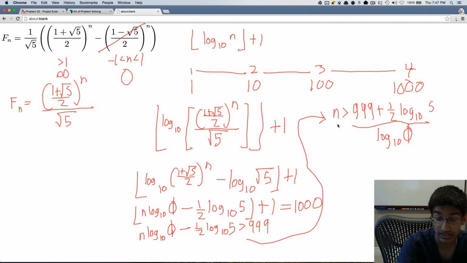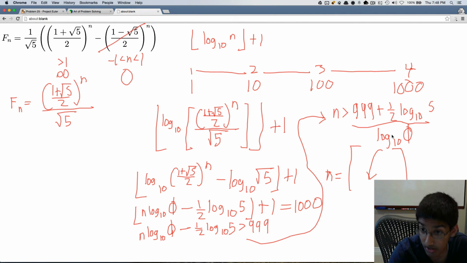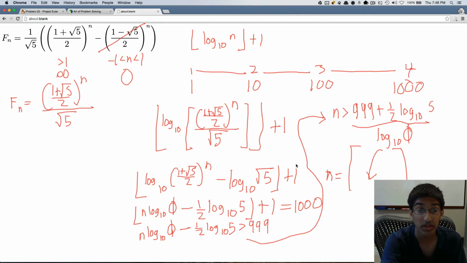And now if we want to find the first integer value of n greater than this, we just know that n is equal to, and we can just move this over here, so pretend like it's there, and we do the ceiling of this. So you're just taking the ceiling of 999 plus 1/2 log base 10 of 5, divided by log base 10 of phi. So that's our formula. Now all we have to do is implement this.